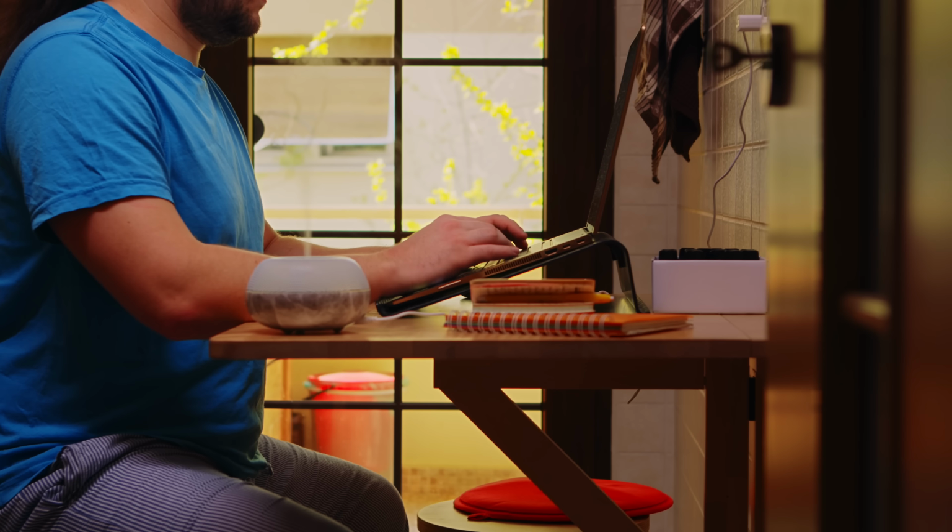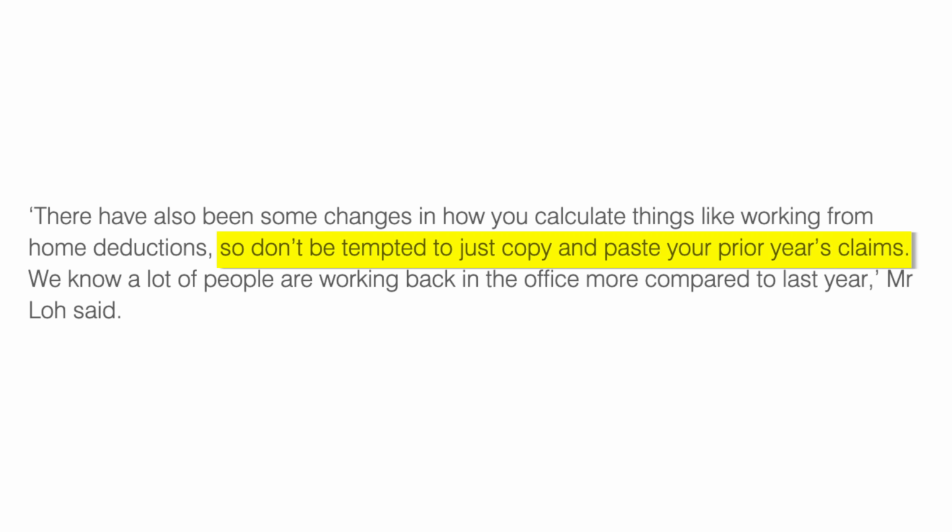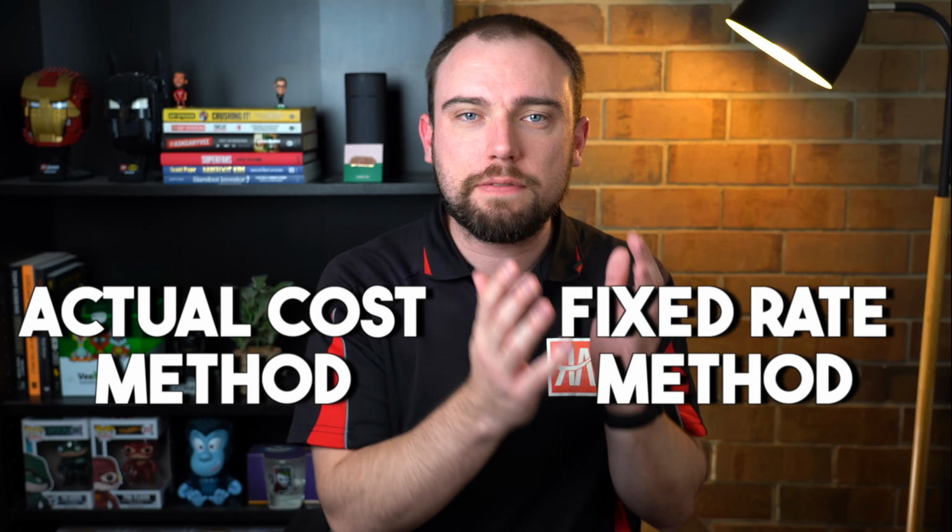And it is so important that you understand the two different methods that you've got to choose from and the changes compared to last year. The ATO has specifically said, do not just copy and paste what you did last year. So we do have two separate methods that are available. We have the actual cost method and we also have the fixed rate method.